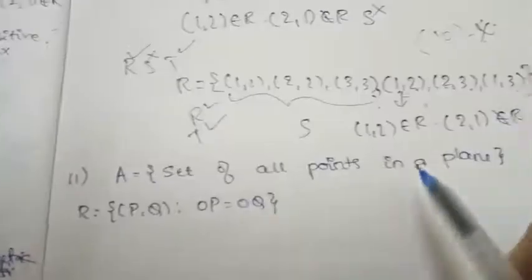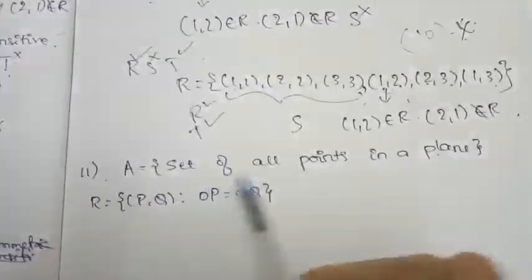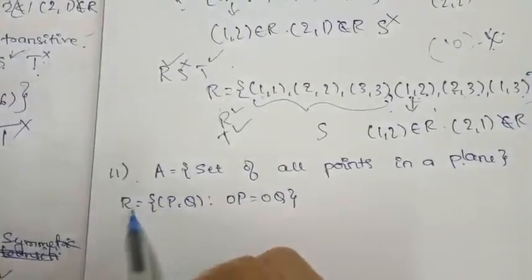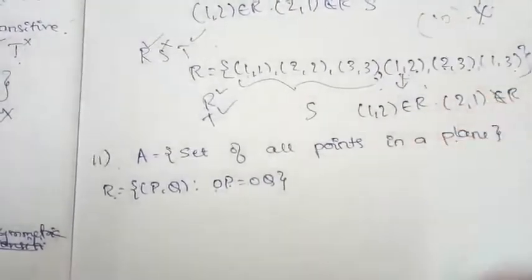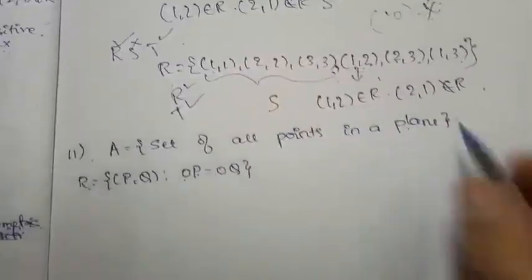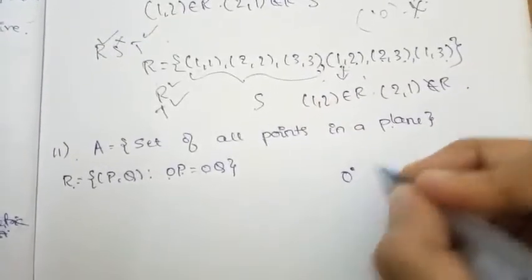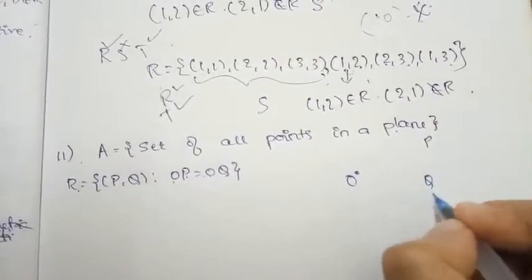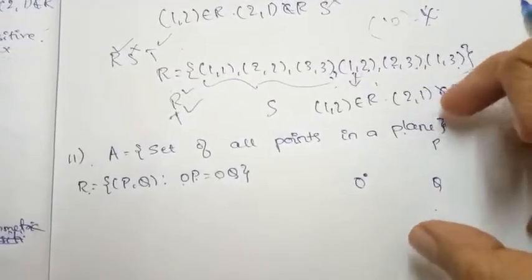The next question says they have considered a set A, consisting of the set of all points in a plane, and they have defined the relation R = {(P, Q)} such that the distance of the point P from the origin is equal to the distance of the point Q from the origin. Suppose I take this point as O, which is the origin, and this is any point P in the plane and this is any point Q in the plane.